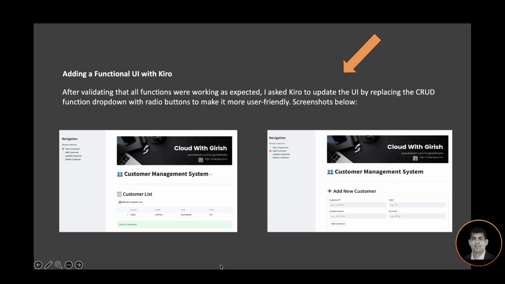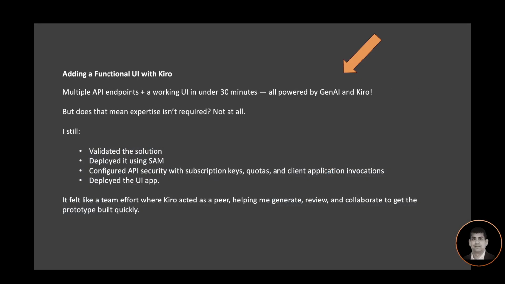So Kiro actually updated it real quick, and now I have the radio button instead of the drop down, and I can simply click whichever function I want, and then it refreshes the view for me. So if I say get, then as you can see I'm getting a get view, but if I say add customer, then it switched to a UI that gives me the ability to add another customer. So it's pretty cool actually.